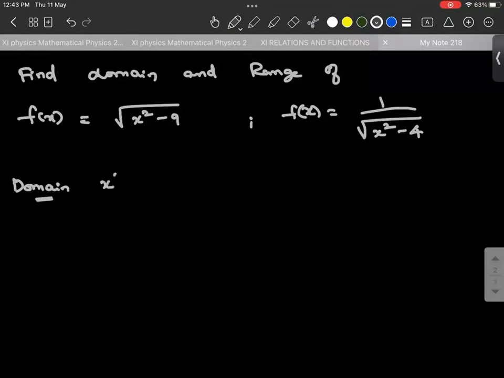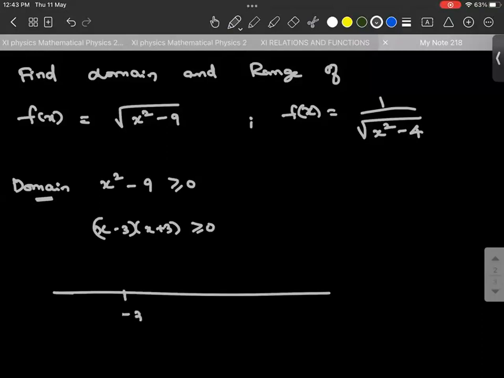I'll tell you. Till the last step you would have done it correct. I'll tell you what mistake you would have made. X square minus 9 is greater than or equal to 0. X minus 3 into x plus 3 is greater than or equal to 0. So you would have drawn the number line with minus 3 and 3. If you substitute any number less than minus 3, you get plus. If you substitute any number between minus 3 and 3, you get a minus. If you substitute a number greater than 3, you get a plus.